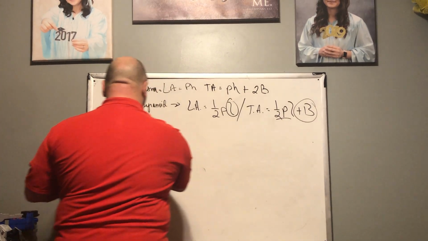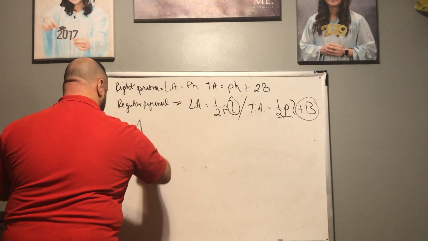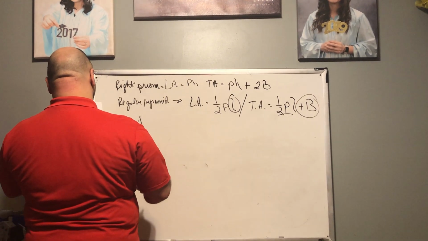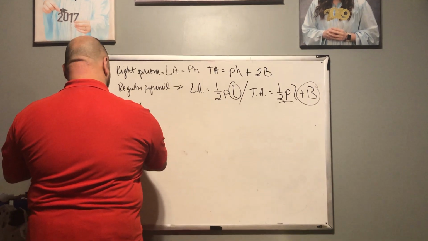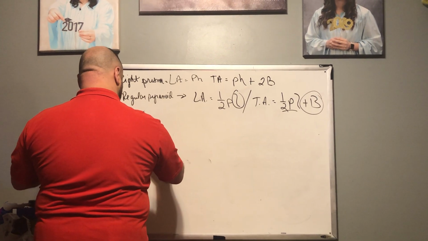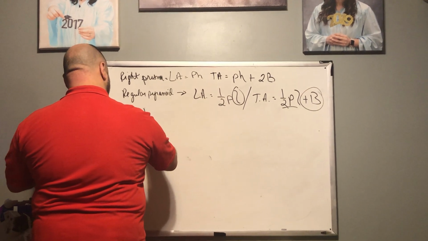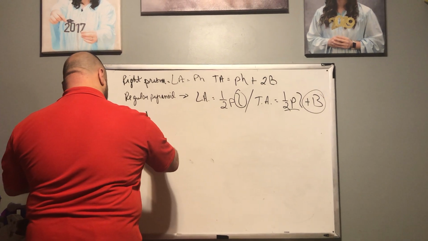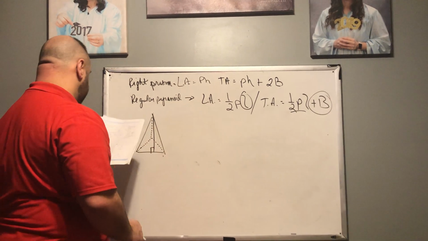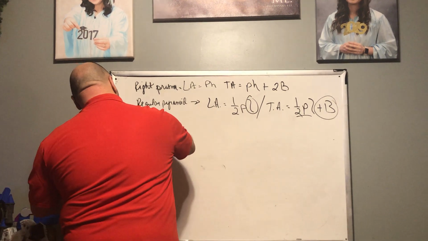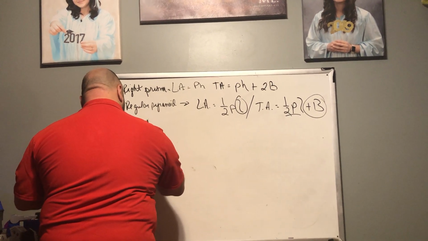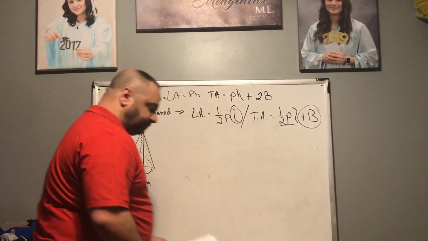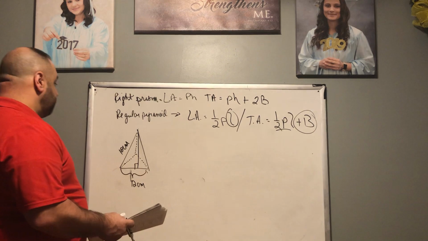So let's see if I can draw my triangle here. We're going to have a triangular base, and then our slant height would be right here. There's our slant height. We have 10 centimeters here, and then we have 12 centimeters here. Let's quickly do this problem together.